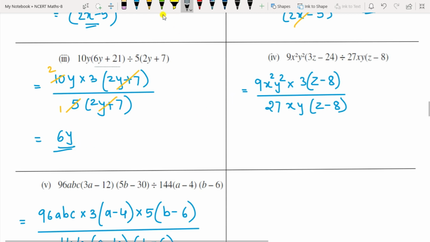Now here, first write in the fraction form and take out 3 common from this bracket, so it will be 3(z minus 8). Okay, so what will we get after cancelling? So z minus 8 will get cancelled. So this one: 9 ones are 9, 3 ones are 3, 1 ones are.